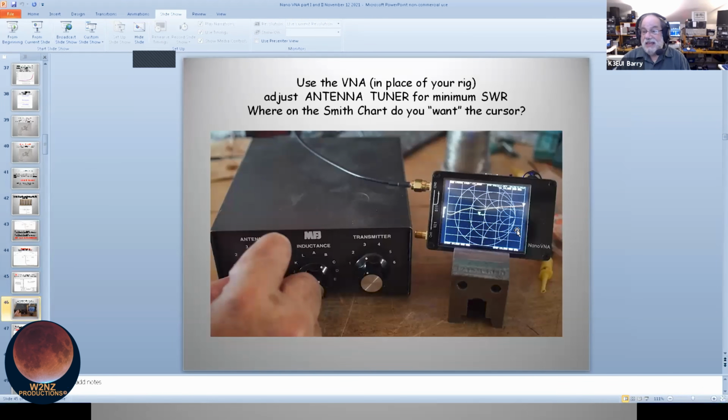Now, my Nano VNA is a great way to find out where the resonant frequency is. Because here's an example of a little MFJ tuner, and instead of my transmitter, I hook up my Nano VNA. The output of the Nano VNA goes into the tuner. The output of the tuner goes up to my antenna.